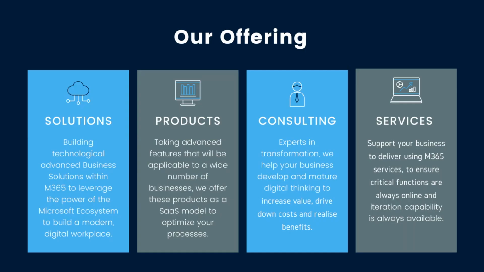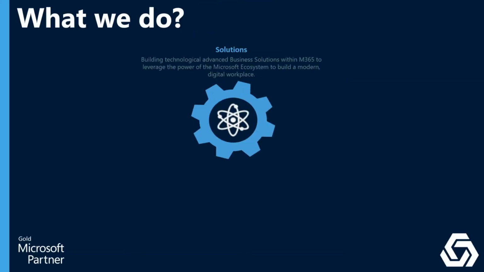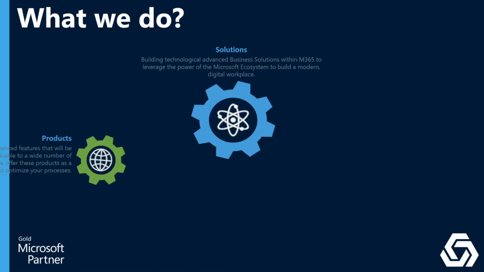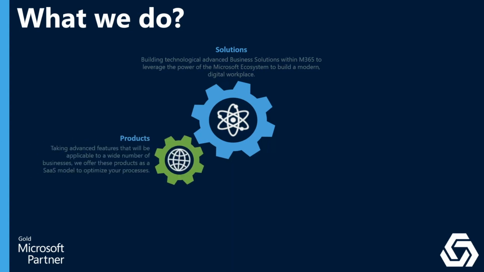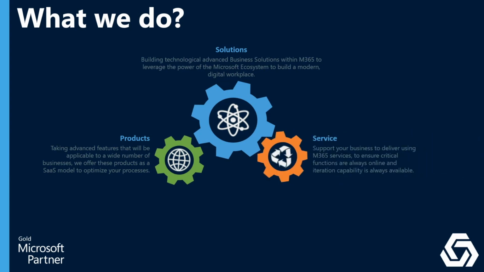Our offering is really split into four sections: solutions, products, consulting, and services. Solutions is really building specific applications to meet a specific requirement. So they're normally big chunks of work and development days to build something within the Microsoft 365 ecosystem. Products are predefined applications that you could buy off us. iCoplan is one of them, a simple project management solution. It's our take on what we think is a suitable product to meet a business process, and they're SaaS model products as well. So just pay per seat type stuff.